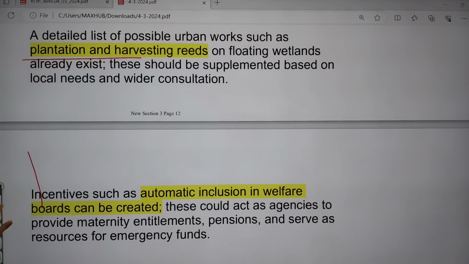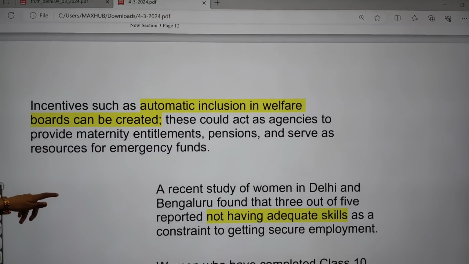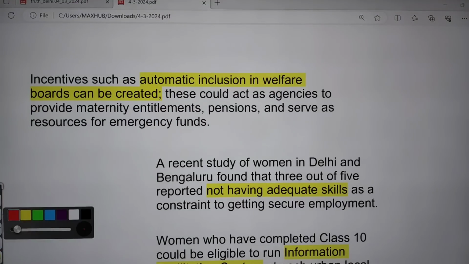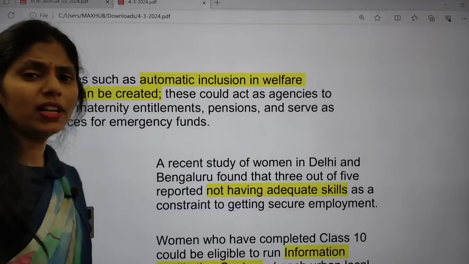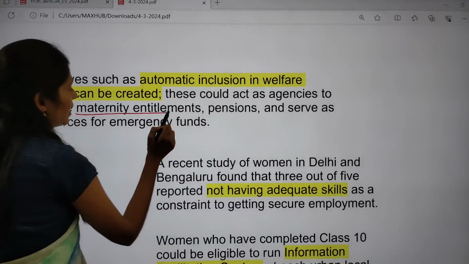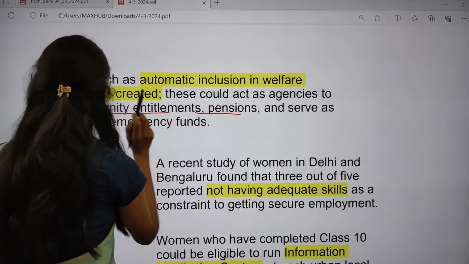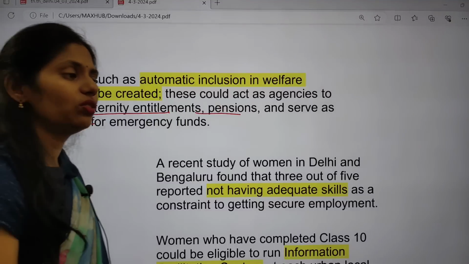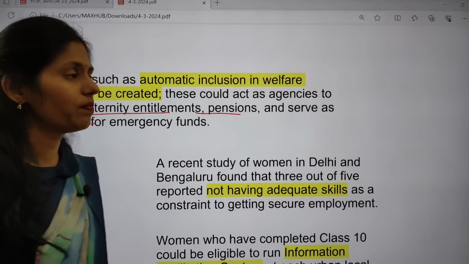And we can also focus on some incentives like automatic inclusion of women in welfare boards, and women should get some entitlements like maternity entitlements, pensions, and they have to get some emergency funds as well, so that women will come forward.